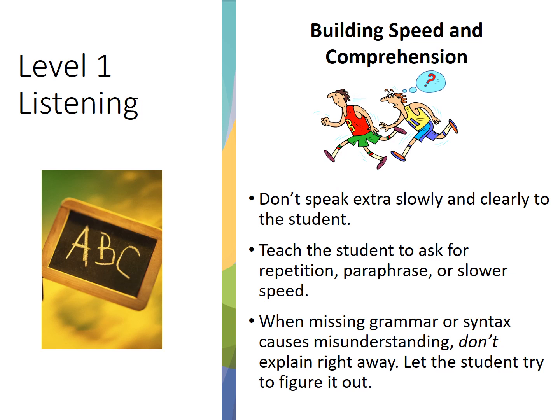Once the student is a level 1, it's time to start speaking at the normal pace in your language. Don't use slow or extra clear pronunciation. Instead, say things normally and let the student ask you to slow down or repeat if needed. If the student misunderstands because of trouble with the grammar or syntax, don't stop and explain. Instead, let the student try to work out what you are really saying. The explanation can come later, or it may be something you don't even need to discuss at this point in the learning.